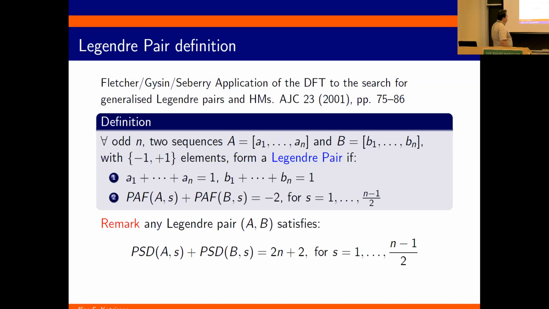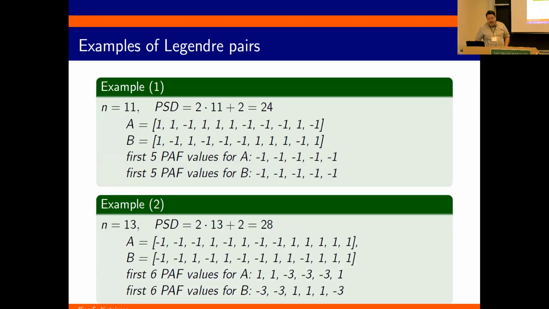And the first remark that we need to know is that this path constancy property, or path invariance property, if you like, implies a relationship between the PSD values of the two sequences. So we have that the sum of the PSDs for every s from 1 to (n minus 1) over 2 is equal to a constant, only now the constant depends on n, and the constant is 2n plus 2. So to summarize, Legendre pairs are characterized by two invariants, the path invariant with the path constant minus 2, and the PSD invariant with the constant 2n plus 2 for every odd n. So again, very simple definition, right? And these are some examples.